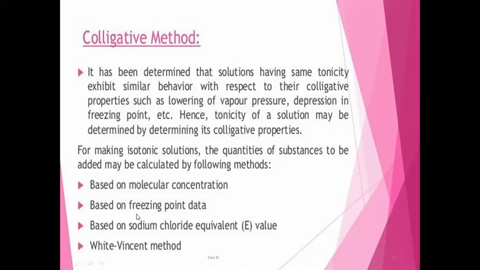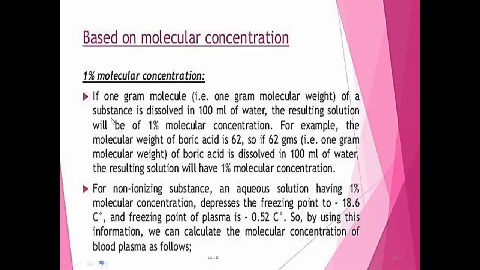The first method is based upon the determination of molecular concentration. The second method depends upon the freezing point data. The third method is based upon the sodium chloride equivalent value, and the fourth method depends upon the White-Vincent method. So these 4 methods are there for the determination of isotonicity, or for the determination of tonicity of the given solutions. We'll just discuss the principles of all those 4 methods.